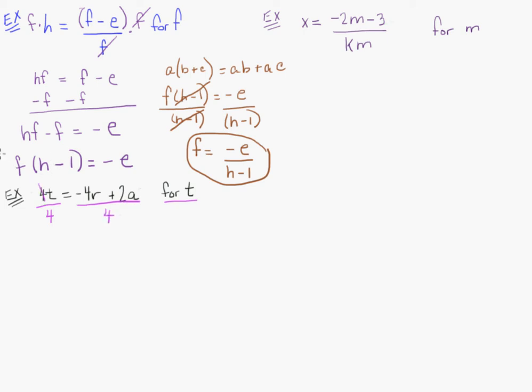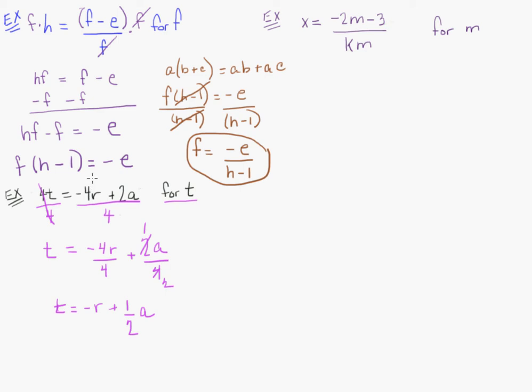On this side, these two 4's cancel out, and I'm left with the t. And on this side, actually, this quantity being added over 4 is the same as negative 4r over 4 plus 2a over 4. That's what happens when we have a common denominator. They are equivalent. And so if we have negative 4 over 4, I'm left with a negative r plus, and then 2 and 4 reduced to 1 half. So I'm left with negative r plus 1 half a. And now we've solved for t.